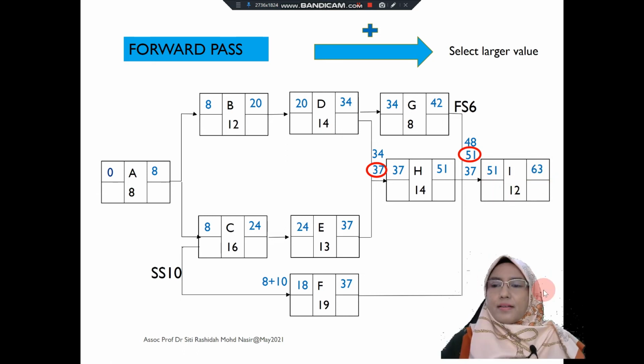So it shows here that the project completes in 63 days. So now let's continue with the backward pass.